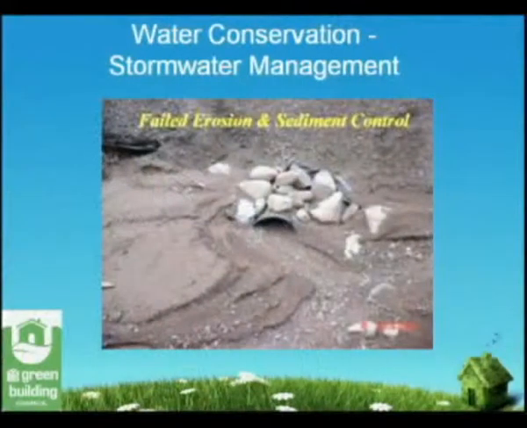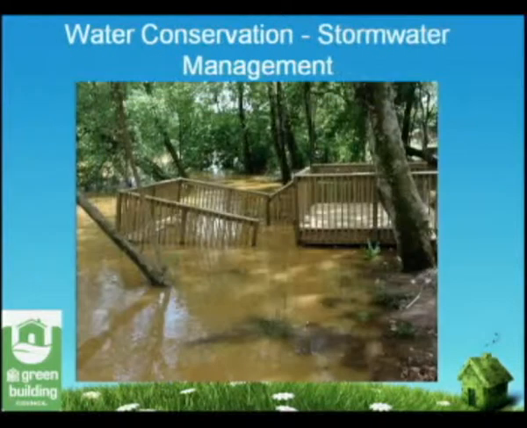Here's a prime example of heavy erosion. A site that is not stabilized properly, doesn't have the proper erosion control, and we get all this silt and all this crud going into our waterways and polluting our waterways. Here's another great example. Without good stormwater management, we're shedding all this water. It's going somewhere. It's going all downstream.